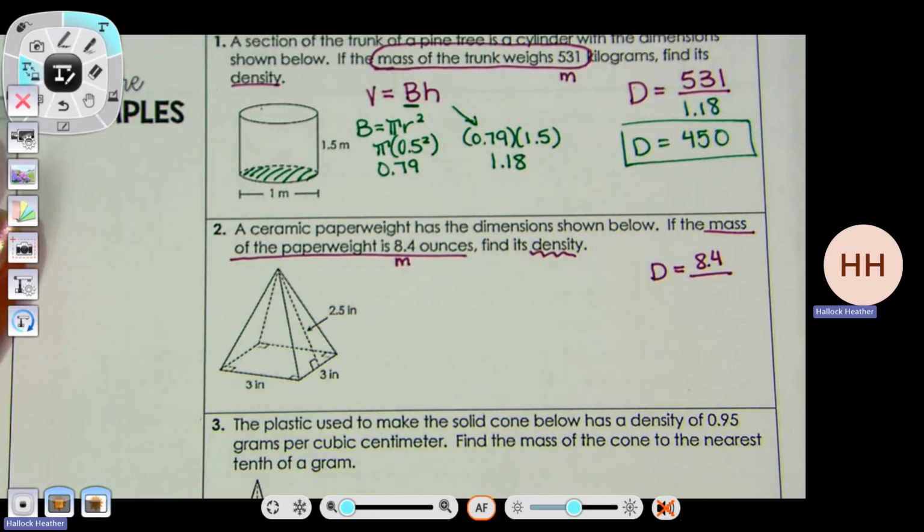So take a second, look at your blue sheet, try to figure out what formula you're going to need for this. Don't say it out loud. Do give people a chance to think. Okay. Try to find your formula, try to find your shape.